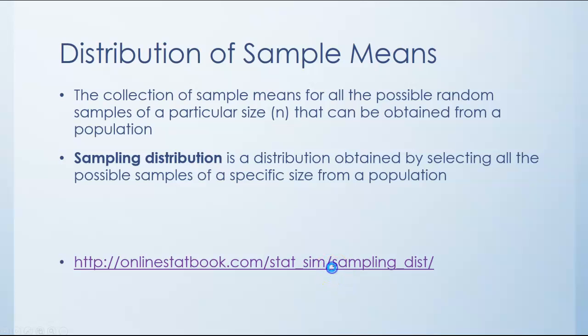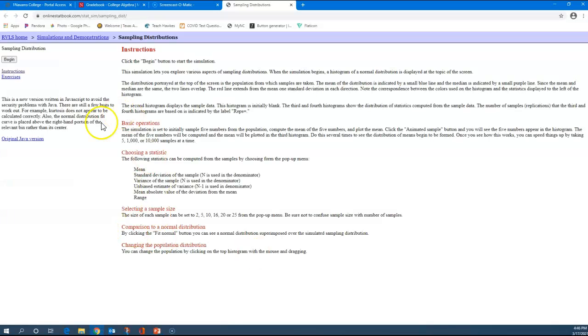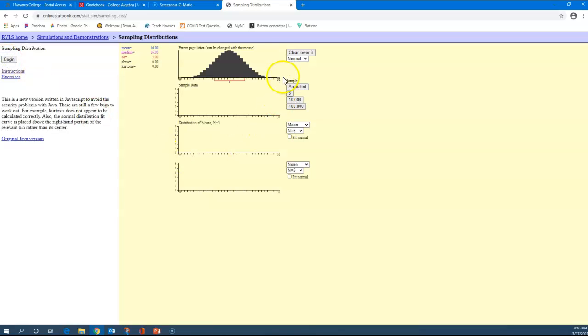So let's go ahead and click on that. We're going to bring up this website. All I'm going to do is go ahead and say begin. And right here we have a population, and it's a nice normal curved population. It's got a mean of 16, it's got a median of 16, it's got a standard deviation of 5.